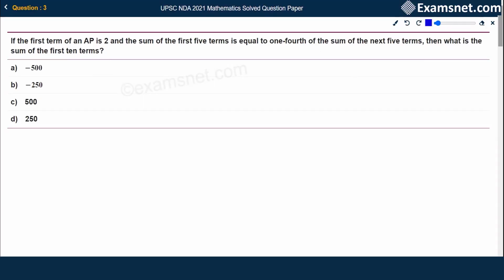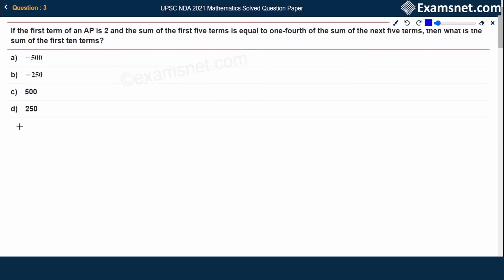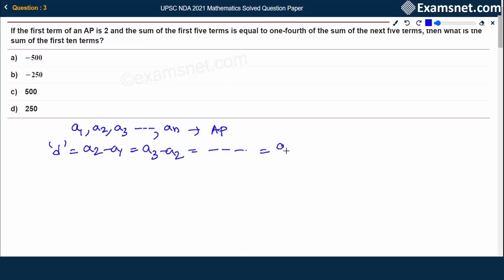Okay, so before I start with the solution, let me give you a small introduction about the concept of AP. We can consider a sequence, let's say A1, A2, A3 up to AN. The sequence is in AP, and the common difference we can refer to as D. Common difference means the difference between two consecutive terms, that is A2 minus A1, A3 minus A2, and so on up to AN minus A(N-1). We know the common difference is constant here.